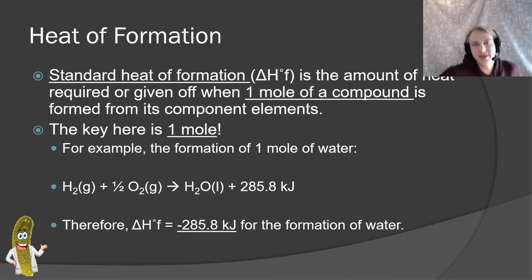The way that it's written is delta H degree F. And if I were to actually write this out in pencil, it would look like delta H degree, and then the F would be down as a subscript like such. That is the amount of heat given off when 1 mole of a compound is formed from its component elements. And the key idea here is that it must be 1 mole of something.